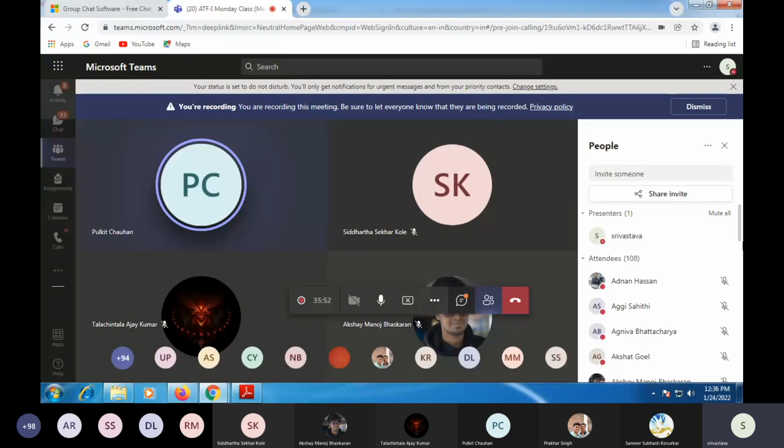So Pulkit is telling that both the engines can be differentiated based on the ignition methodology. A spark plug is responsible to initiate the combustion in the SI engine. SI means spark ignition engine. Whereas in the CI engine, that is compression ignition engine, the fuel injector has the responsibility to initiate the combustion.